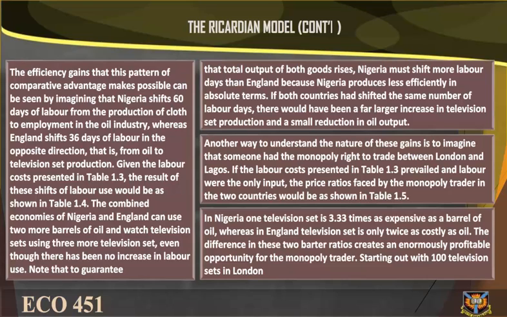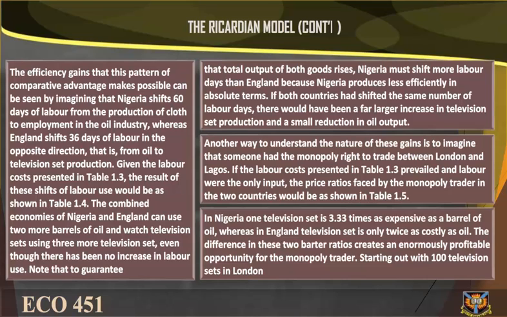Another way to understand the nature of these gains is to imagine that someone had the monopoly right to trade between London and Lagos. If the labor cost presented in Table 1.3 prevailed and labor were the only input, the price ratios faced by the monopoly trader in the 2 countries would be as shown in Table 1.5. In Nigeria, 1 television set is 3.33 times as expensive as a barrel of oil, whereas in England, a television set is only twice as costly as oil.